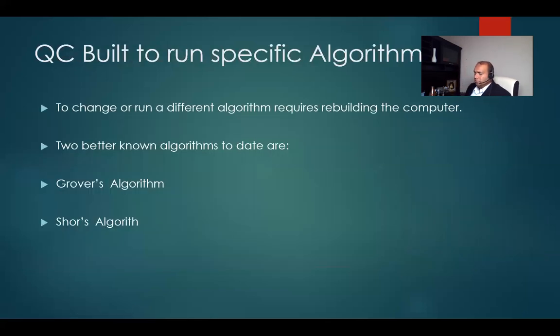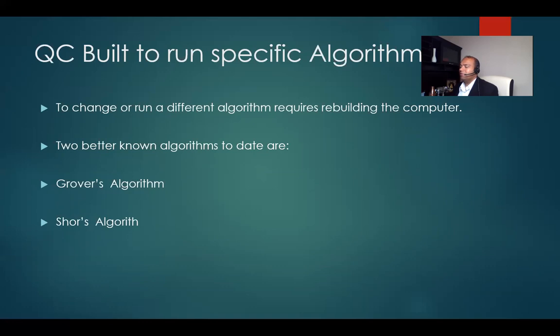So quantum computers are built to run specific algorithms, and this is one of the challenges. There are different algorithms like Grover's algorithm and Shor's algorithm. These are two better known algorithms. The quantum computer has to be built and rebuilt based on the algorithm that it needs to run, because we are in very early stages of quantum, almost the infancy stage. It's almost like asking your classical computer, if you want to use Microsoft Word, you have to rebuild your computer, and if you want to use PowerPoint, you have to rebuild the computer again.